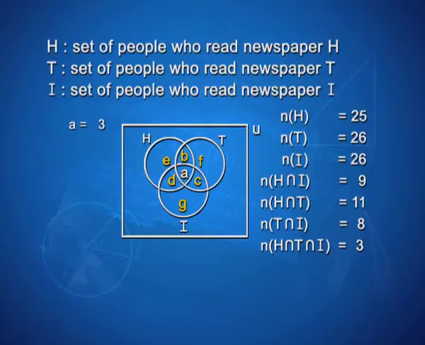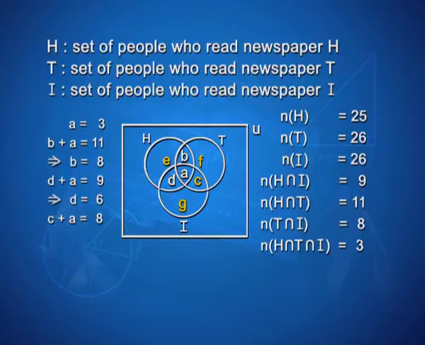A is given to be 3. If we see in the Venn diagram, B plus A is given to be 11, which implies that B is 8. Similarly, D plus A is 9, which gives that D is 6. Also, according to the question, C plus A is 8, which will give us that C is 5. Also, E plus B plus A plus D is 25, which gives us that E is 8.